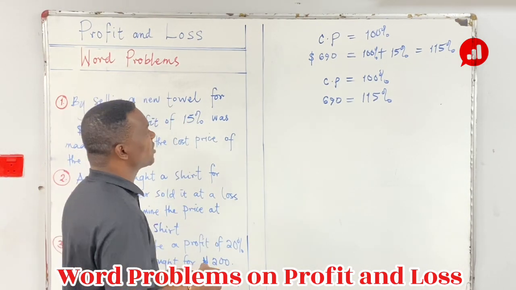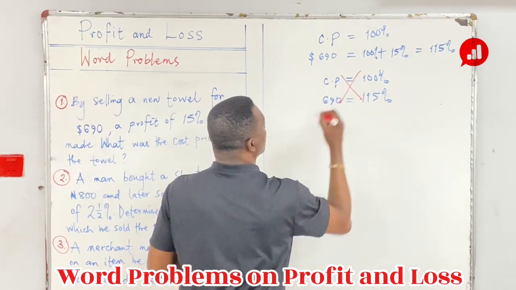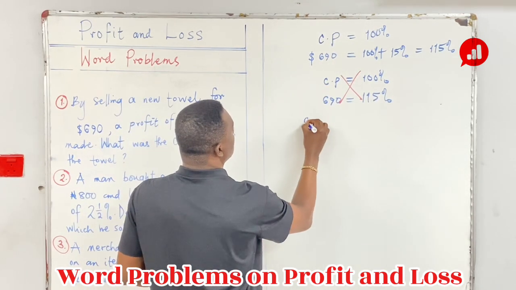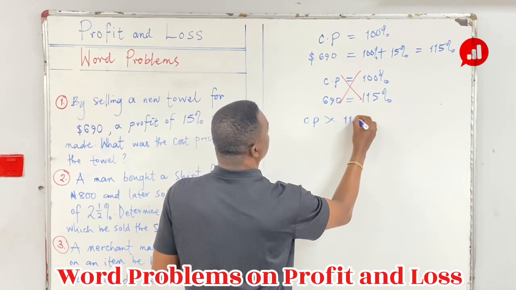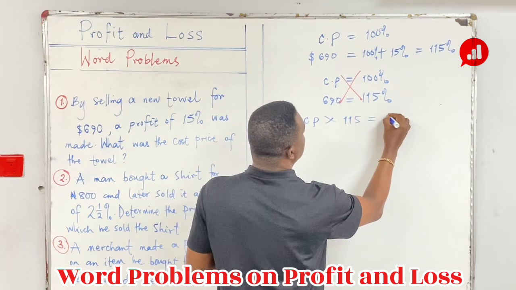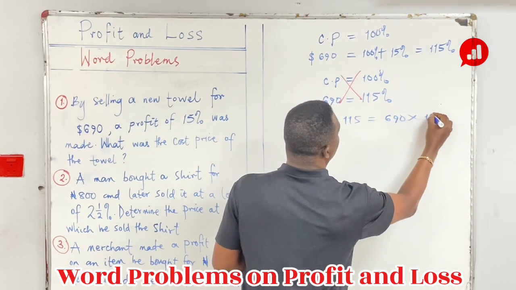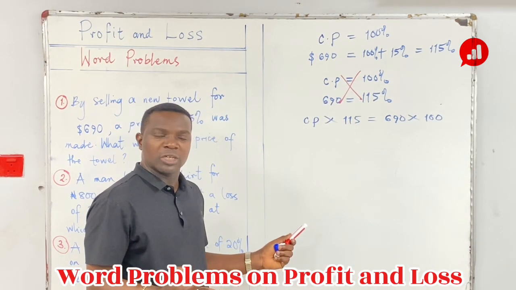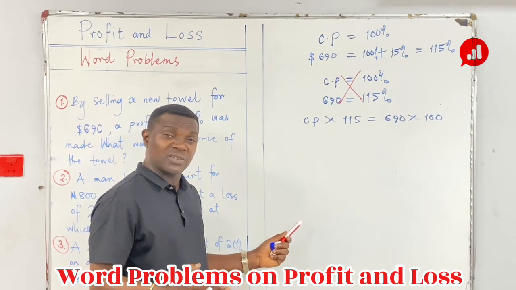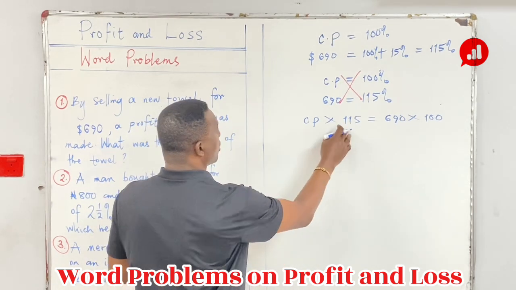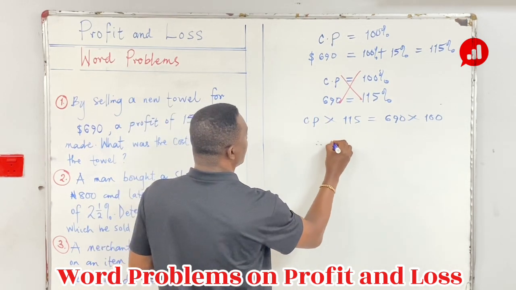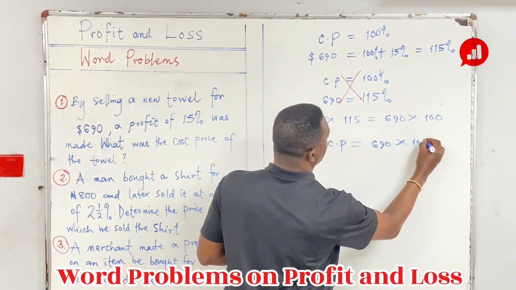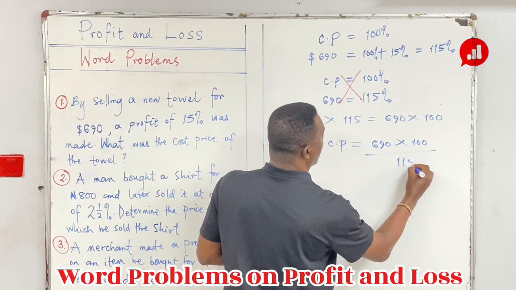So we can do cross multiplication. When you do cross multiplication, you're going to have CP times 115 is equal to 690 times 100. We need CP, so we're going to divide both sides by 115. When you do that, this one will cancel off. So CP will be equal to 690 times 100 all over 115.